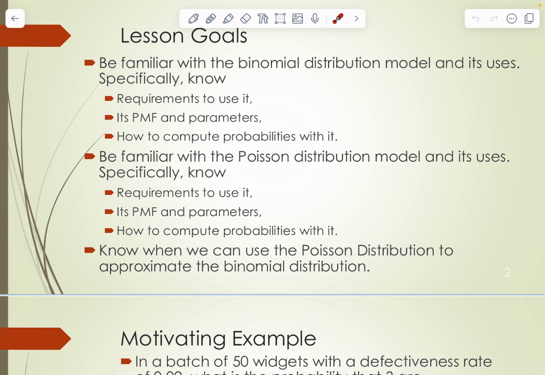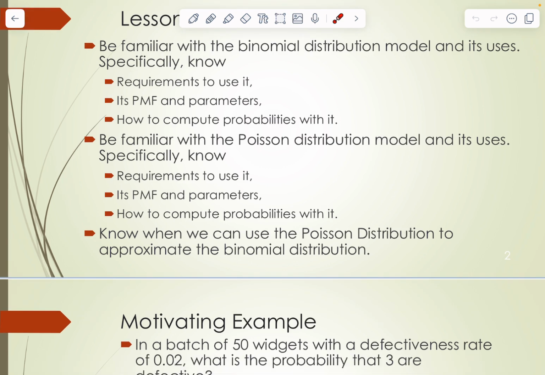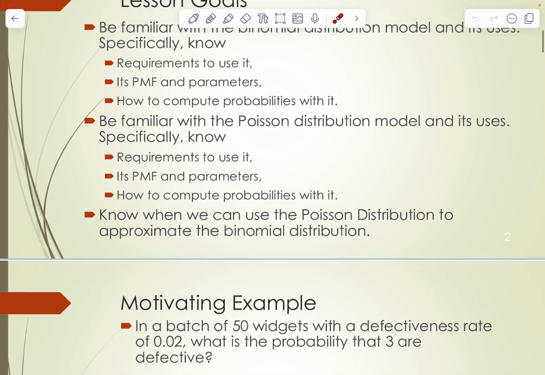Specifically know the requirements to use, when can we use it, when can we not use it, what its probability mass function looks like, its parameters, and how to compute probabilities with it. Know when we can use the Poisson distribution to approximate the binomial distribution. So we're going to cover all of that today.